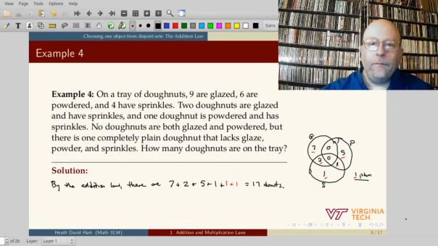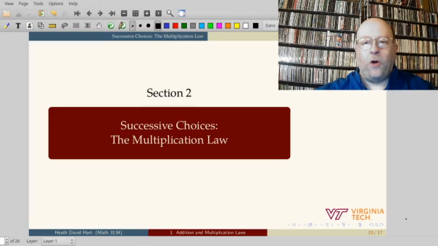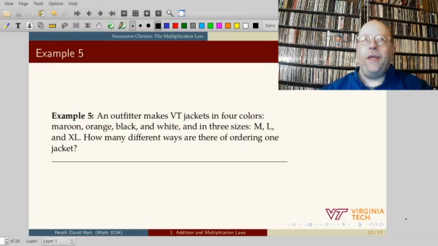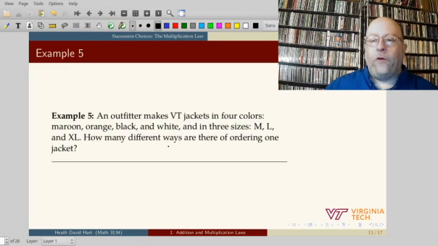So let's look at the other law we're going to look at today. This is the multiplication law. This is for describing outcomes in which we have to describe more than one step in specifying an outcome. For example, in this example here, we're going to have to specify a color and a size in order to create a jacket. And we have 4 colors and we have 3 sizes. So how many different ways of ordering a jacket?